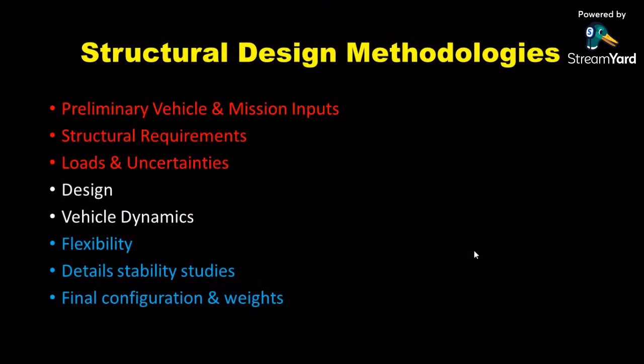Structural design methodologies. Investigation of stability, strength, and rigidity of structures is done by these methodologies. It includes preliminary vehicle and mission inputs, structural requirements, loads and uncertainties, design, and vehicle dynamics. Now, what are vehicle dynamics? Vehicle dynamics is the study of vehicle motion. For example, we can study how the rocket movement changes if there is some change done in the propulsion system output. Then we also study detailed stability studies, that is, as I mentioned before, the stability, then the final configuration and weights.